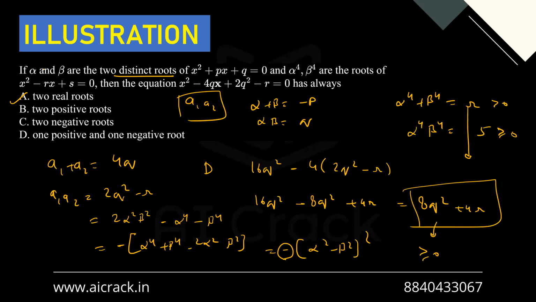And we know that alpha and beta are two distinct roots, so this cannot be 0. So one root is positive and one is negative. This is the true understanding with the help of this information.